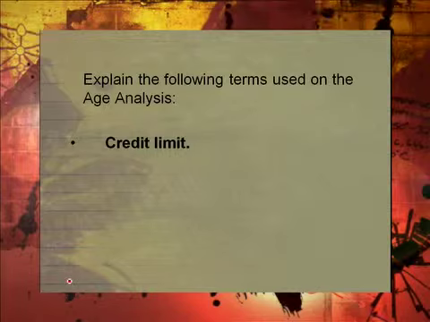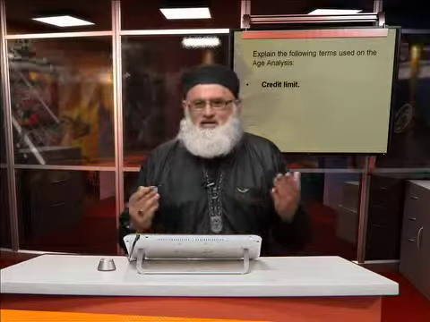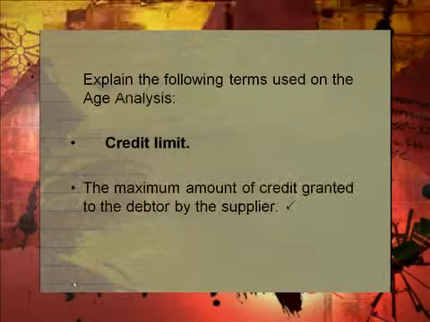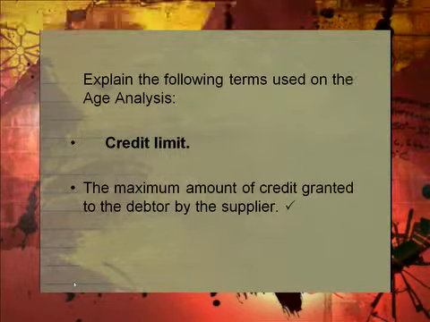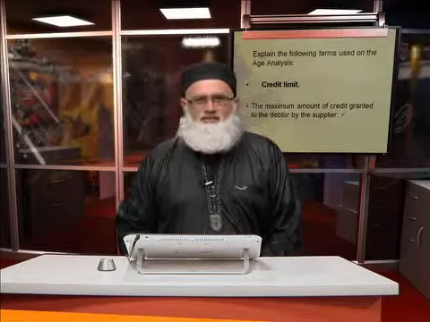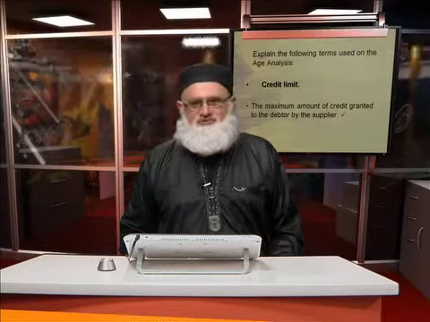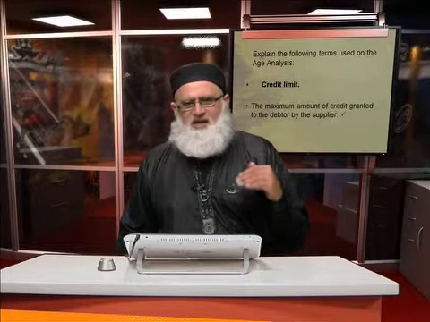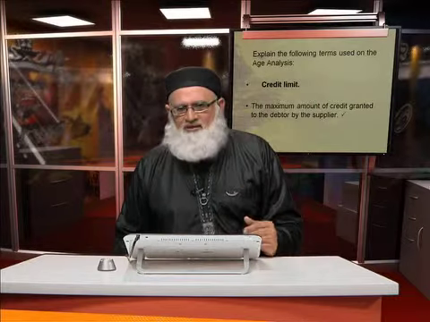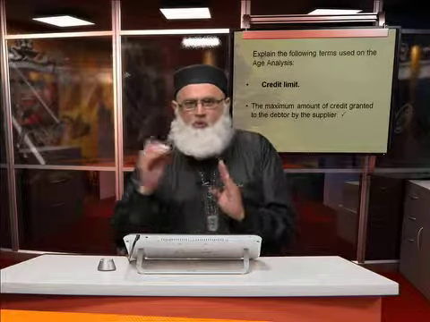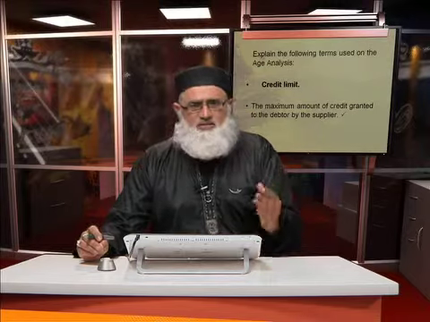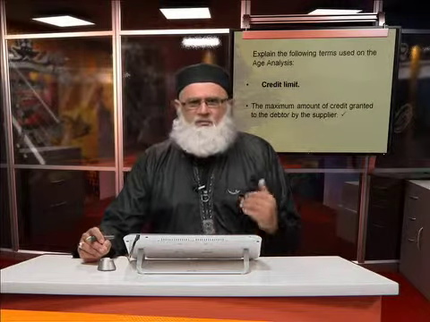Look at this here. It says, explain the following terms used on an age analysis. When they say the credit limit, what are they talking about? This is the maximum amount of credit that can be granted to a debtor by the supplier. In other words, guys, let's assume you have a credit limit of 10,000. The moment the debtor hits the 10,000 mark, you know from there onwards, no more transactions should be processed for this debtor.